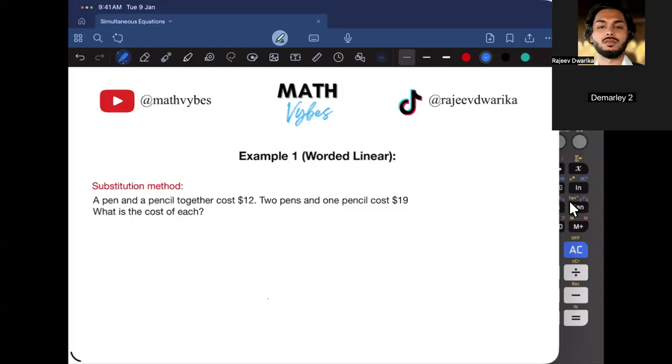In this question, we have a pen and a pencil. Together they cost $12. So let me just call the pen P, and let's call the pencil C. The first piece of information they are telling us is that the pen P and a pencil C is equal to $12. Yes or no? You understand how I do that? Yeah. Right. The other piece of information they're telling us is that two pens, so 2P plus one pencil, is equal to 19. And we could call that equation 2. So you're with me so far? Yeah.